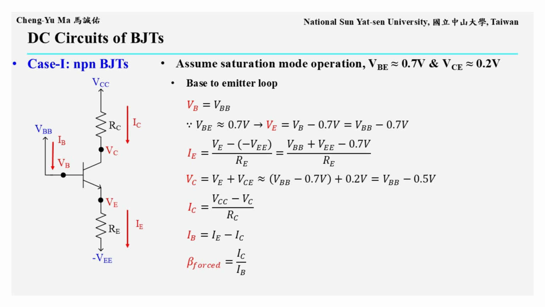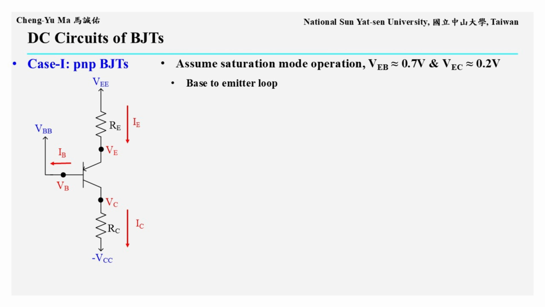After VC is obtained, IC can be calculated as the voltage across RC divided by RC. That is, IC equals VCC minus VC divided by RC. Finally, IB equals IE minus IC. Then the forced beta in saturation mode can be calculated as IC over IB.